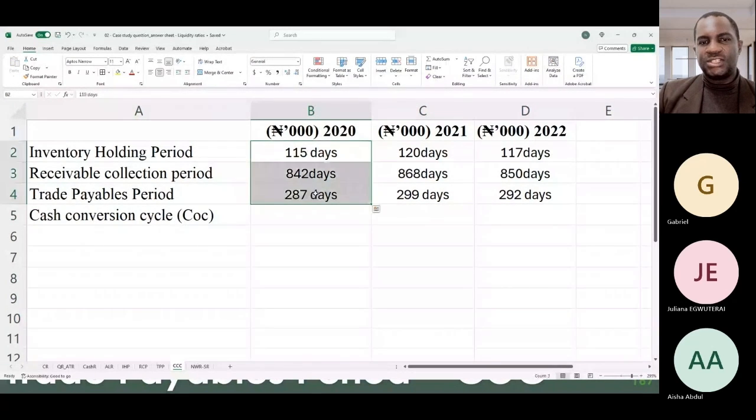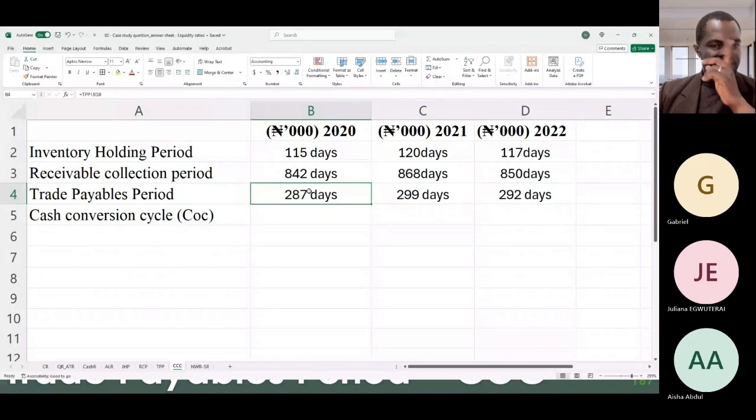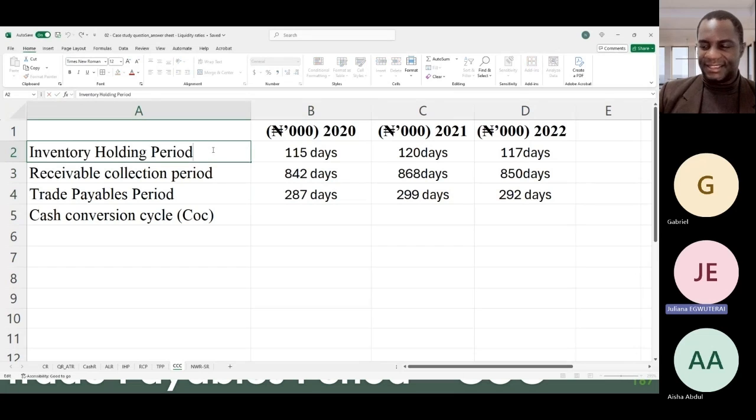So for 2020, what do I have? Julie, can you help me with that? Hello, Julie, are you there? Yes. Okay, so for 2020, how many days do we have? 115 plus 842 minus 287. Okay, add it up. Yes, not add, you add the 2 minus the 3. Add it up and minus, yes. So let me put it here. Add.